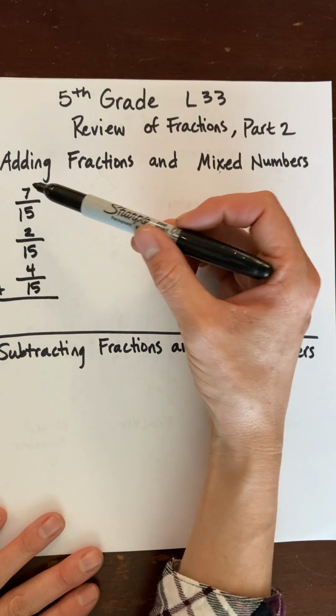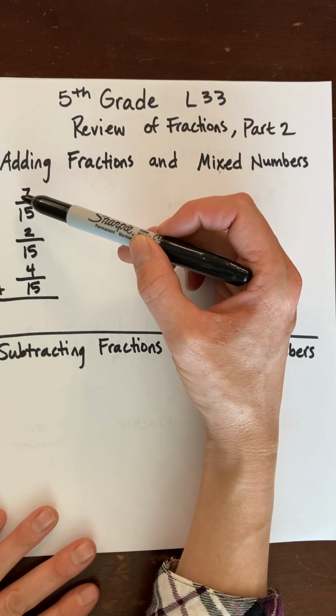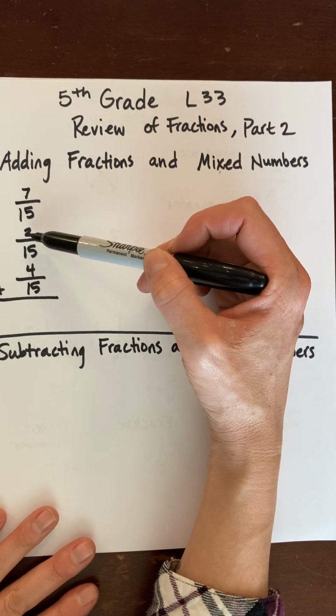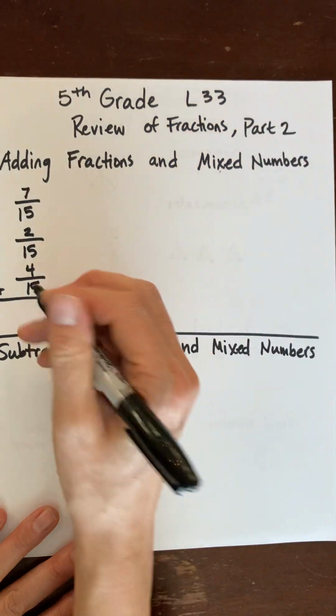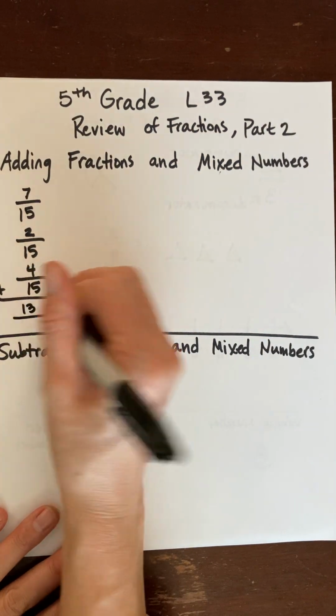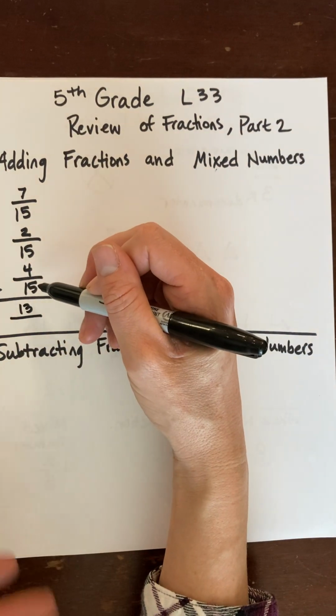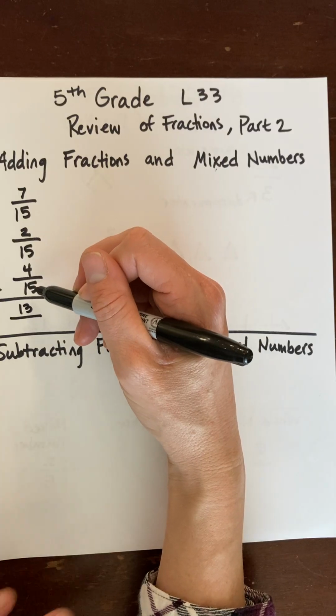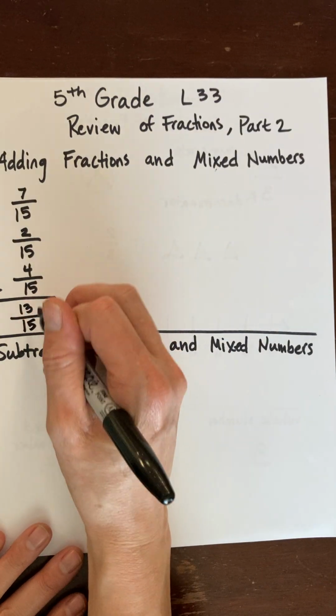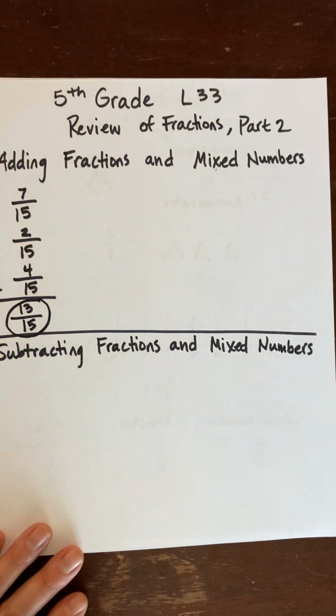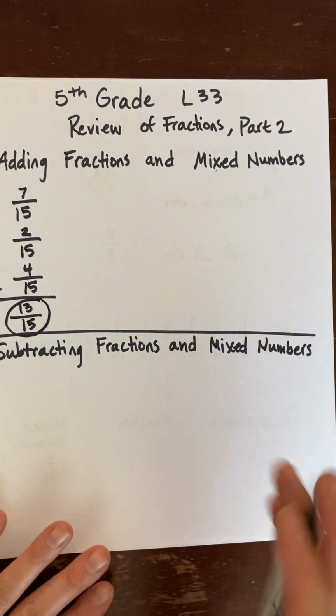All we need to do is add the number of pieces that we have, which is the numerator. So 7 plus 2 is 9. 9 plus 4 is 13. And the denominator tells us how many pieces in each whole, which is 15, and that's going to stay the same. So our final answer is going to be 13 over 15.